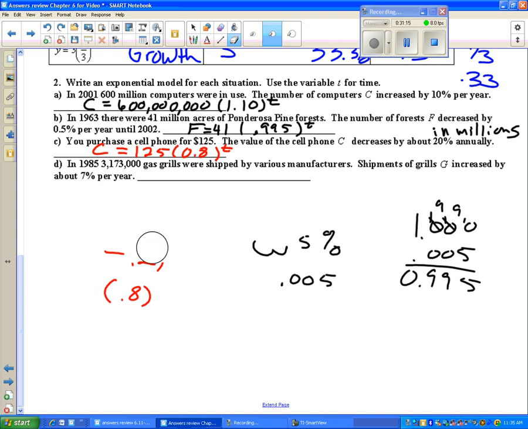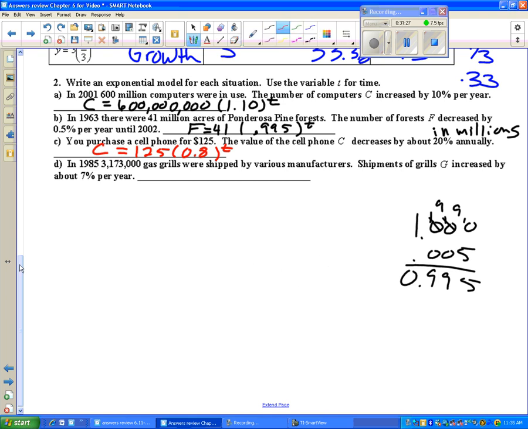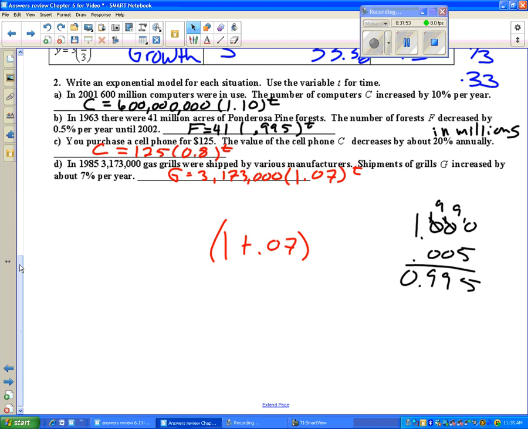Letter D, in 1983, 3,173,000 gas grills were shipped by various manufacturers. Shipments of grills, G, increased by 7% per year. So my shipments of grills, G, let's make a nicer G, increased. So my initial value is 3,173,000 times 1 plus 0.07, or 1.07, to the t for t years. All right, that's going to be the end of this first video. The rest of this will be on the second video.